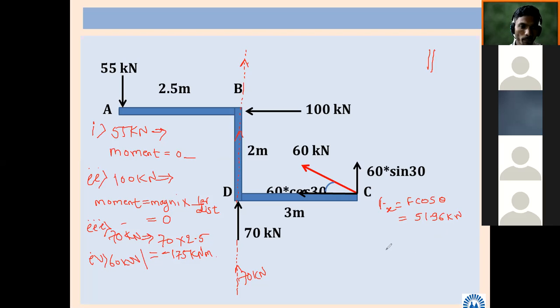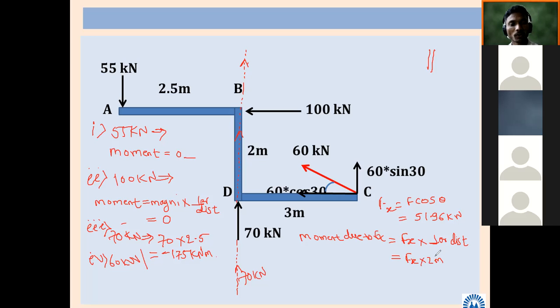Now if I write here, moment due to apex. What will be the force? Apex, whatever, into perpendicular distance. Now you tell me what will be the perpendicular distance of apex? 2 meter. 2 meter is the correct answer. So whatever apex will come into 2 meter.